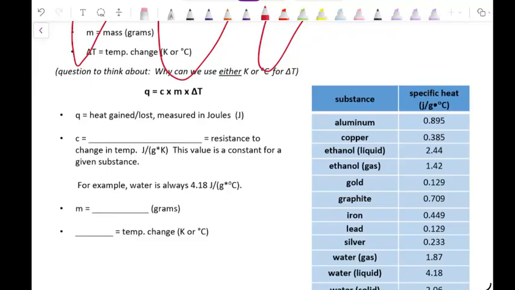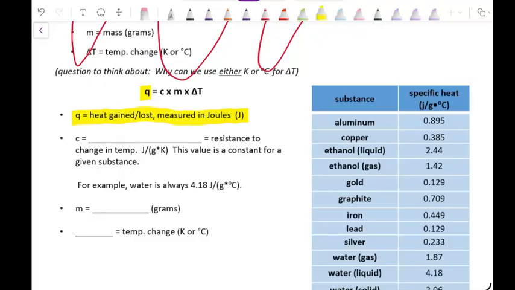And those definitions are up above, so you could copy from up above. But what is Q? Q in this equation is the heat gained or lost, measured in joules. So if I wanted to know how much heat was lost by my 100 milliliters of hot coffee as it cooled off, I could calculate that, and it would be calculated in joules.